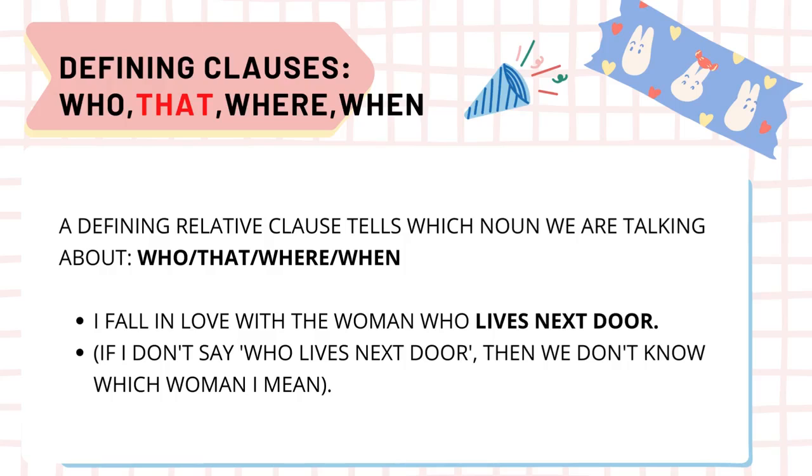The other defining clauses are who, where, and when. For example, if I say I fall in love with the woman, we don't know which woman you are talking about, so we gotta use a relative clause who or that. Since it is a person, so we have to use who. I fall in love with the woman who lives next door. Now the question is, can we use that for a person? Yeah. You can use that for a person and you can use who for a person. So they are both the same in this case.